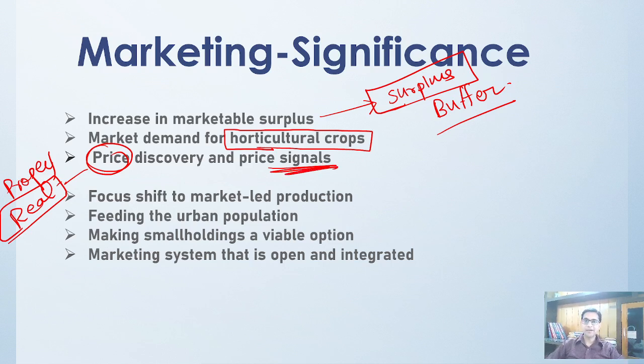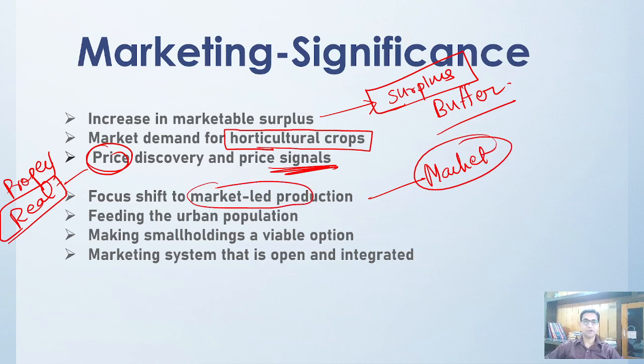Then, if proper marketing is there, people will produce what the market needs. Nobody will be producing unnecessary product. So it will lead to market-led production. Marketing will also help the urban population, because most of the fields are in rural areas, and rural areas produce food for the urban population, right? So again, it will help in feeding the urban population.